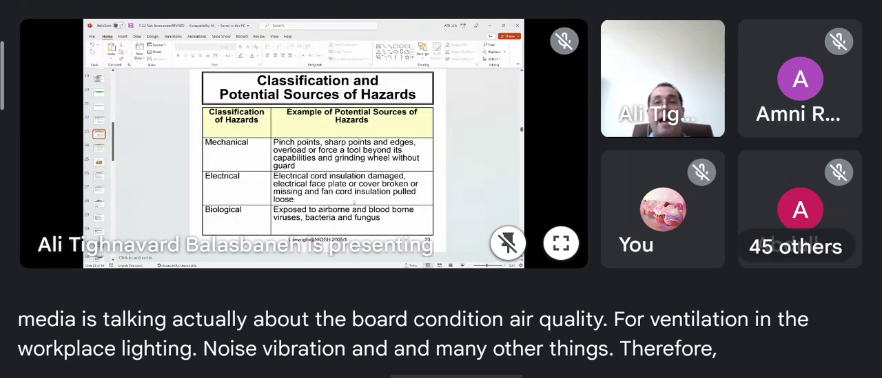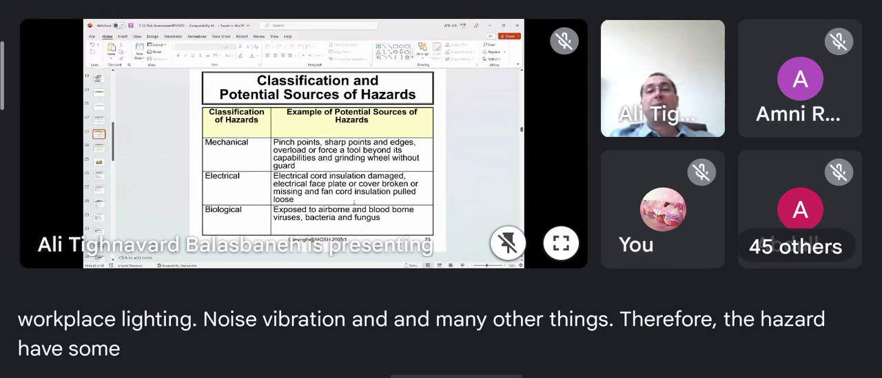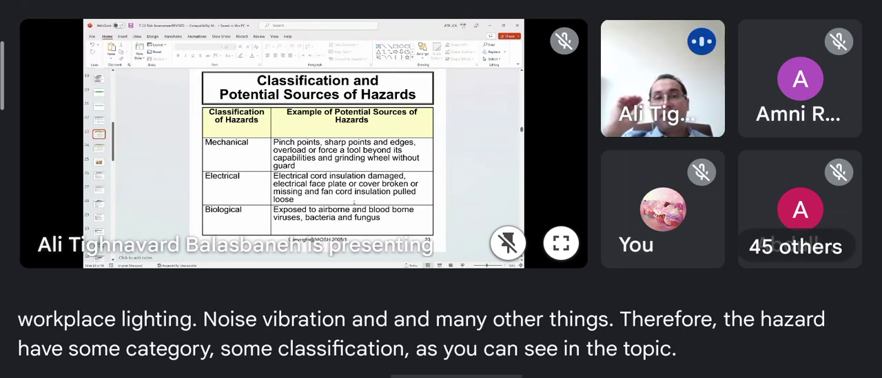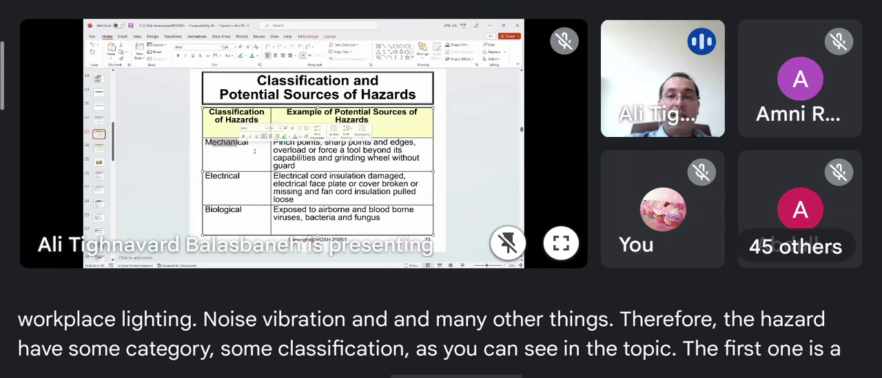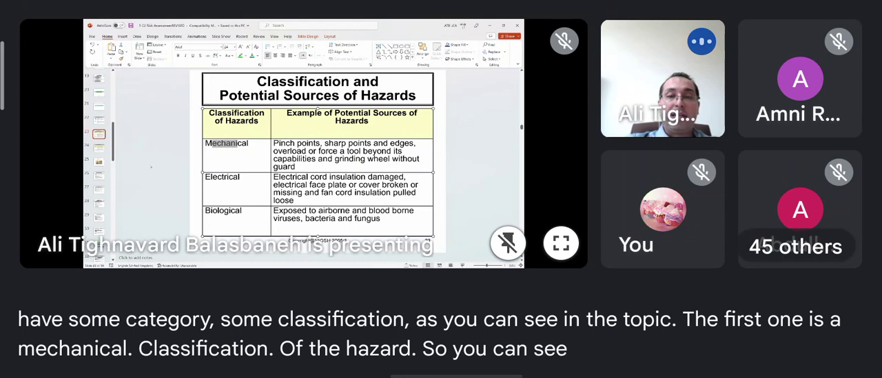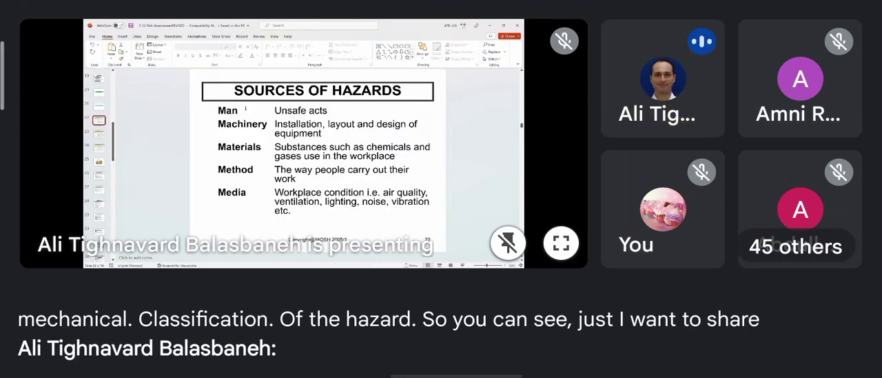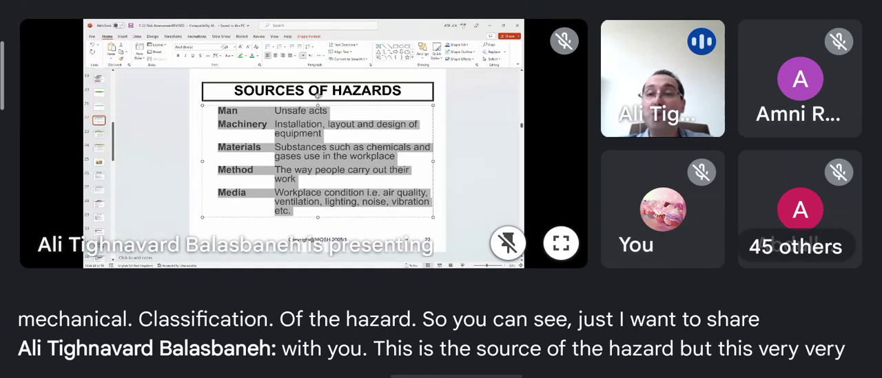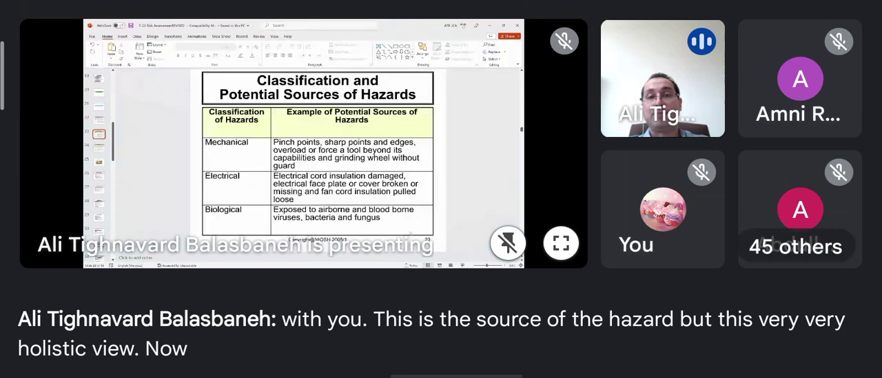Therefore, the hazard has some categories, some classification, as you can see in the topic. The first one is the mechanical classification of the hazard. I just want to share with you that this is the source of the hazard, but it's a very holistic view. Now from here, we are going to go into more detail.